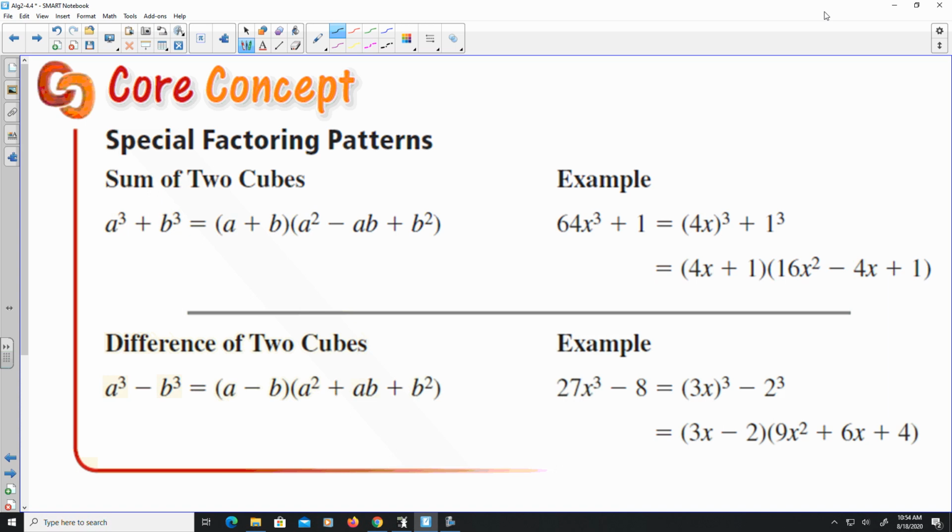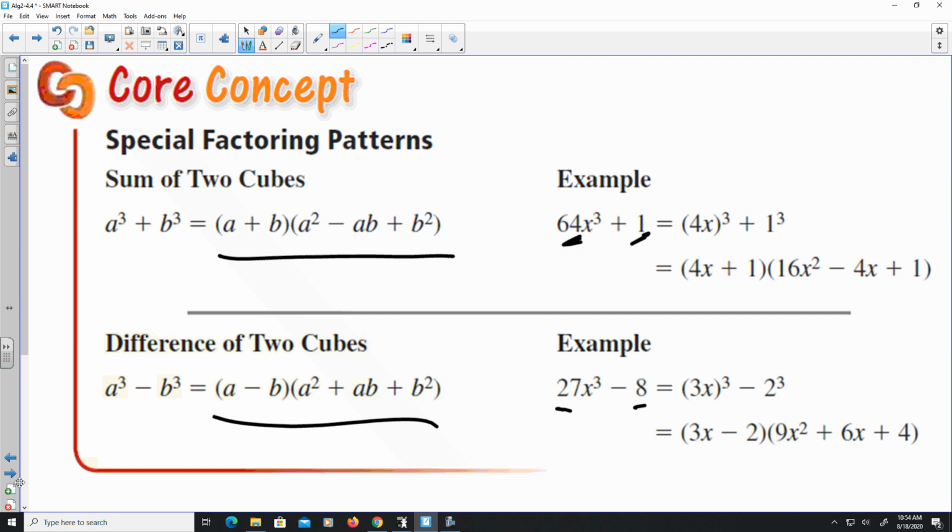So, like they have here, in this example, 64 is a perfect cube because the cube root of 64 is 4, and 1 is a perfect cube because if you took the cube root of 1, it's still 1. 27 we said was 3, and 8 was 2. So all you've got to do is figure out what those cube roots are, and then you'll be able to establish your a and b values and substitute them into either this formula or this formula, depending on if it's a sum or a difference.